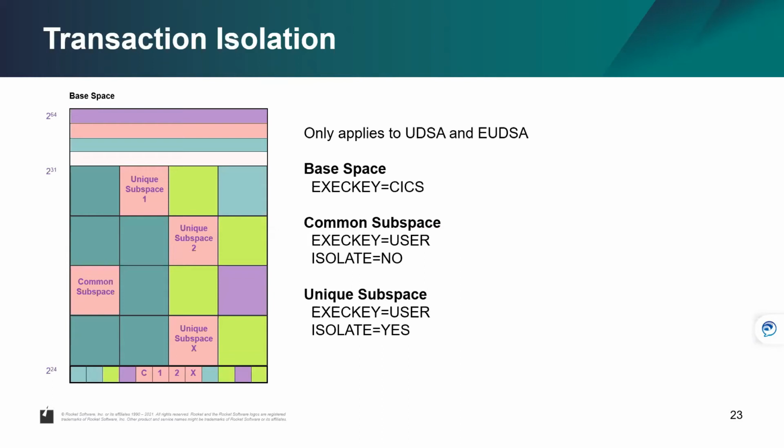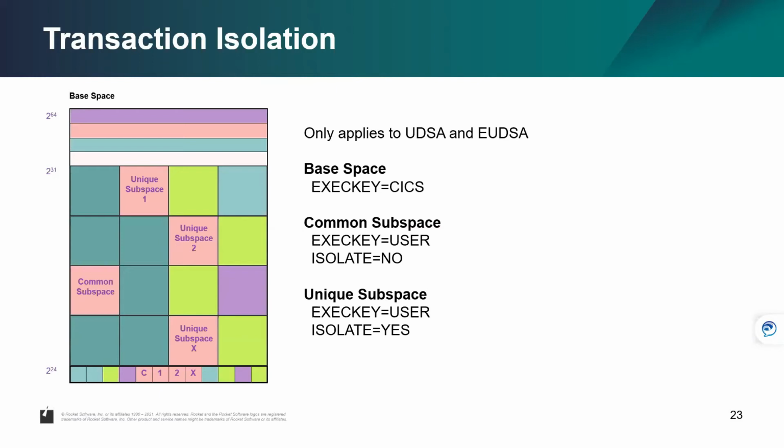Base space is basically a transaction that's a system transaction, and he can write wherever he wants to. So you don't want to have too many of those. But for individual users that are defined with exec key user, we could have isolate yes or isolate no. Isolate yes with exec key user is the ultimate. That means that every transaction runs in its own unique subspace.